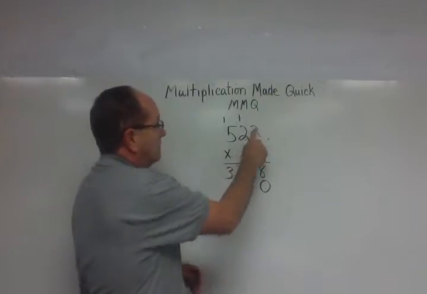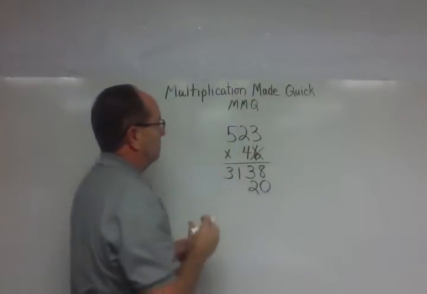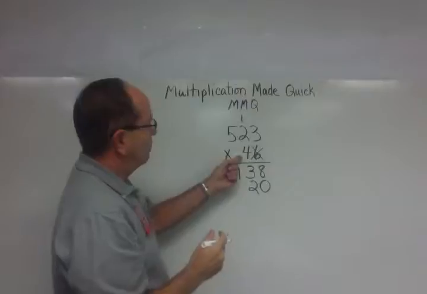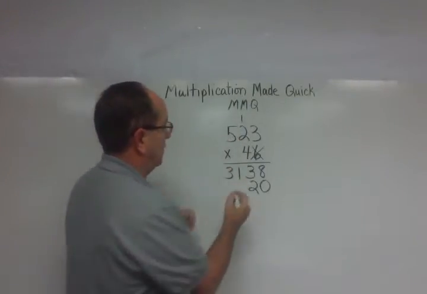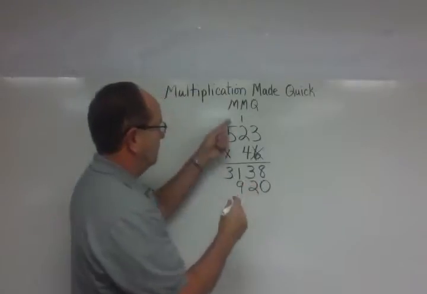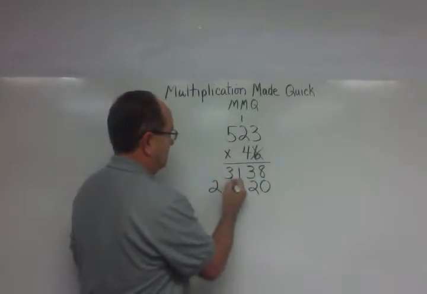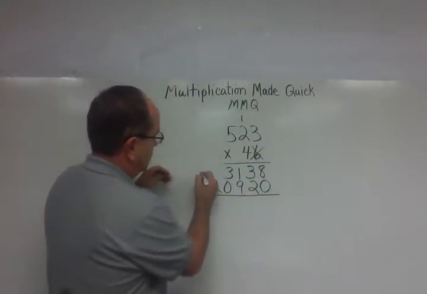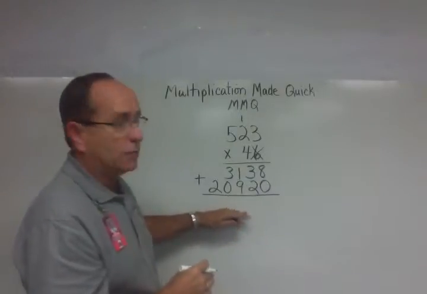So 4 times 3 is 12. And again, I'm going to get rid of these carry numbers here. And so 12, I carry a 1. 4 times 2 is 8, plus that 1 from the 12. So that makes 9. There's nothing to carry. So 4 times 5 is 20. I'm done with my multiplying. And then I'm going to add these rows up to get my product, or the answer.